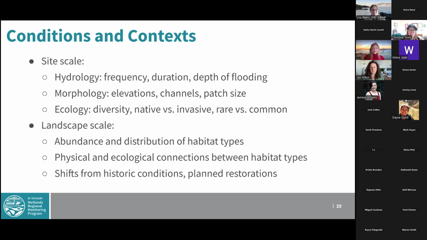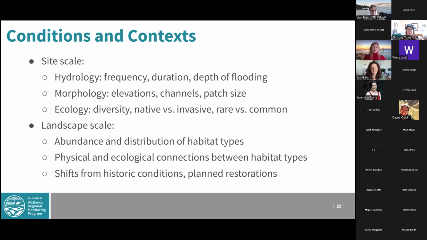Next slide, please. And so this is where all of these site scale and landscape scale factors come into play. So at a site scale, to consider functions and values, we often want to think about the hydrology of a site. How frequently is it inundated? What is the duration of that inundation? The depth of inundation. Is inundation from the tides? Is it from watershed flooding? Is it the interaction of the two? What does site hydrology look like?